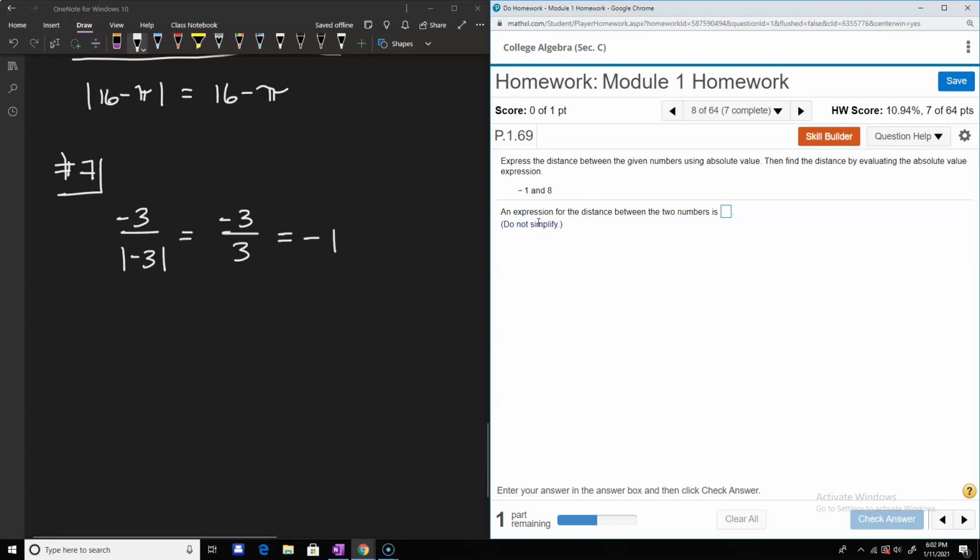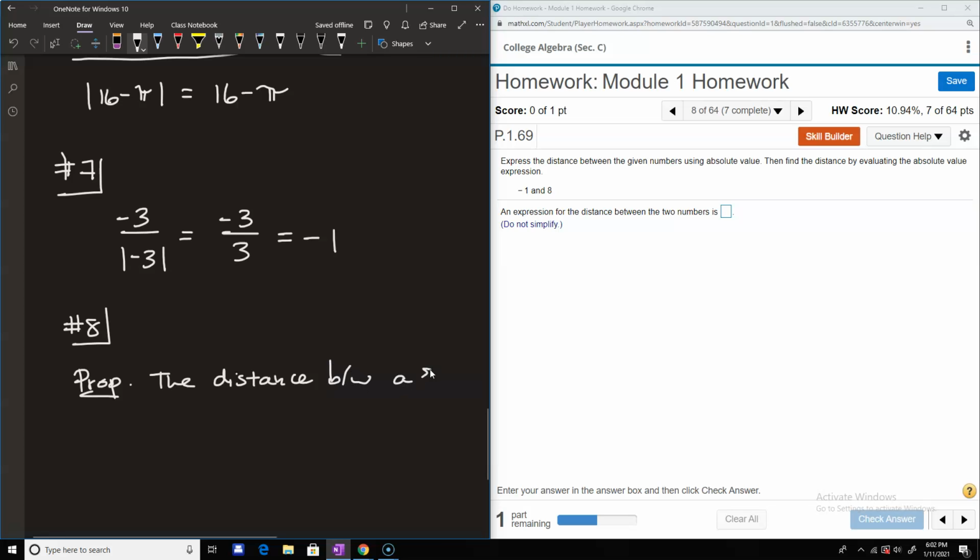Okay, so express the distance between the numbers using absolute value. So we can write that down maybe as like a proposition. The distance between two numbers A and B is given by the absolute value of B minus A. You just subtract them in their absolute values.